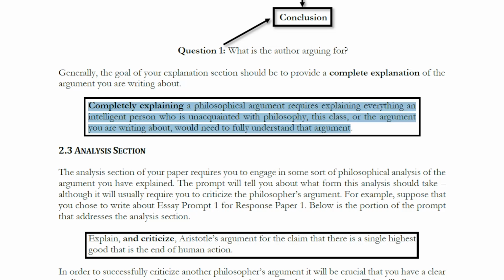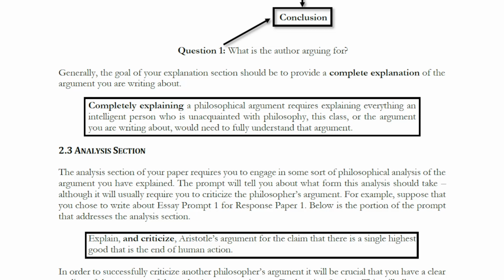Completely explaining a philosophical argument requires explaining everything an intelligent person who is unacquainted with philosophy, this class, or the argument you are writing about would need to fully understand that argument. So, it is important to have the right sort of audience in mind while you are writing your paper. Although I will be the one who ultimately reads your paper, you should not write as though that is the case. This is because I already know and understand the argument you are writing about.